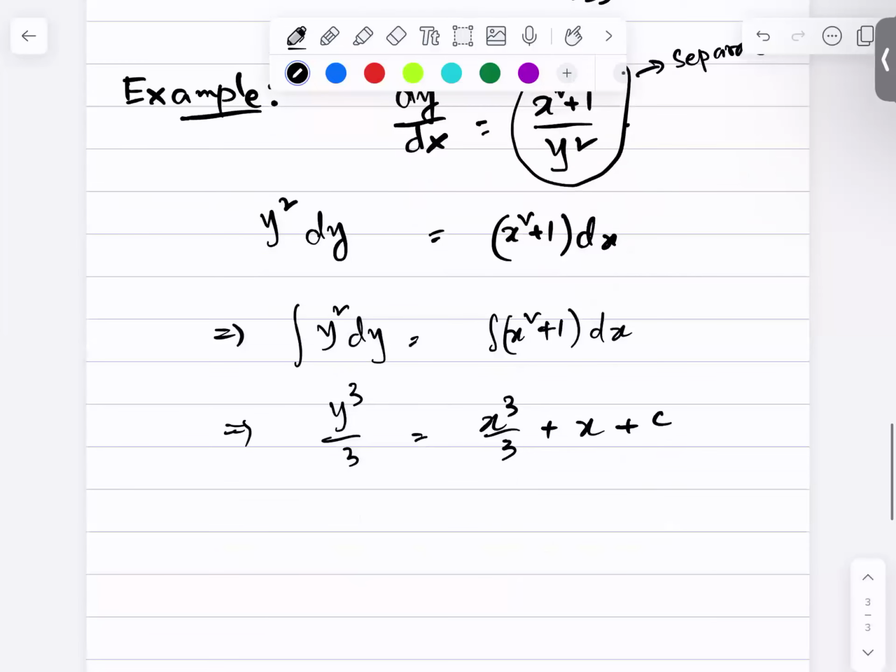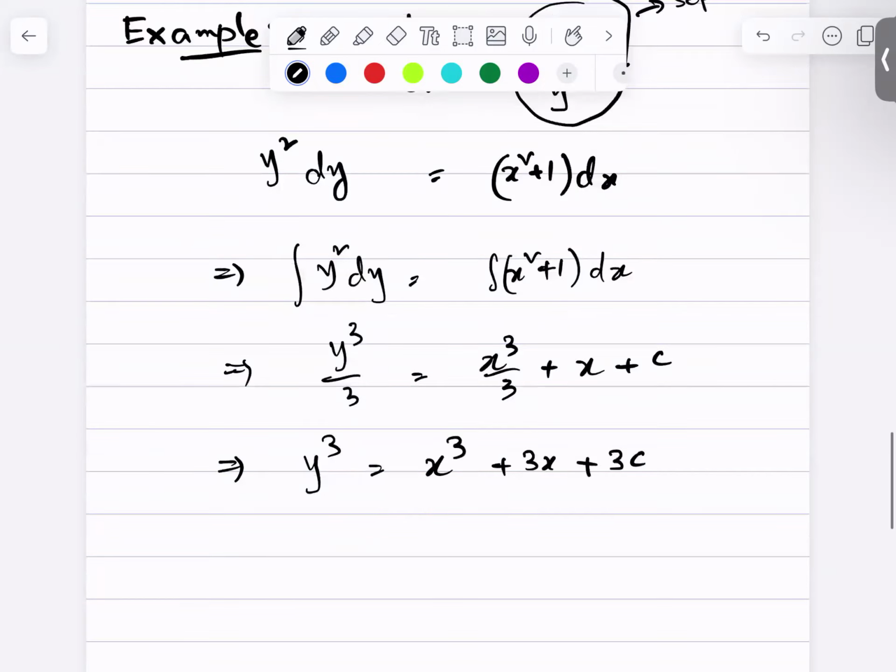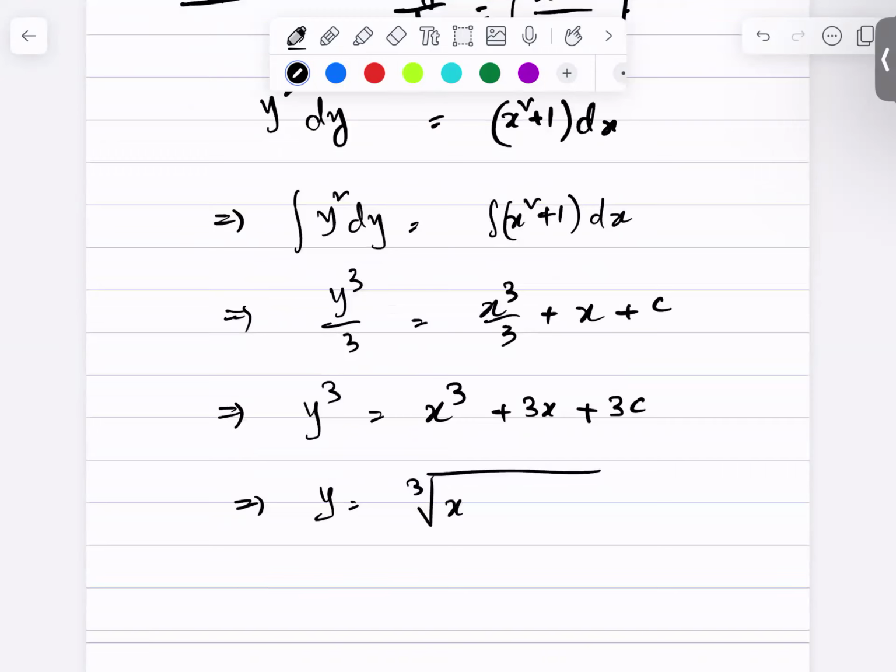And basically I can just rewrite this as 3x plus 3c, right? So therefore I get y to be the cube root of x to the third plus 3x plus c prime. Okay, this is an arbitrary constant, so I can rewrite this as c prime. This is possible. Okay, so this is my general solution.